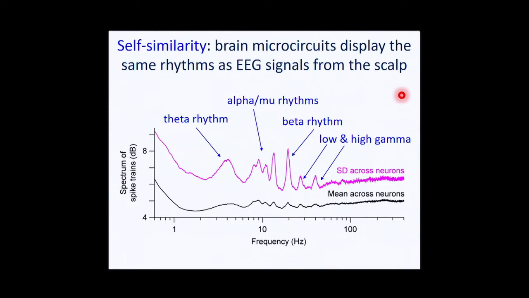The other one is this one, which is self-similarity. These tiny circuits, which are about 1 millimeter squared, display the same rhythms and the same electrical patterns that you can record in the whole brain with MEG or EEG. Every peak that you see here corresponds to one of the bands that people talk about, like the theta rhythm, the alpha rhythm, the beta rhythm. So there is some self-similarity: brain microcircuits on a microscopic scale have similar activity to those that you observe on a large scale, macroscopically. So these are really the two pieces.